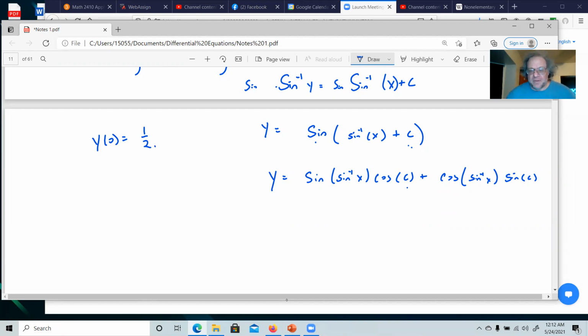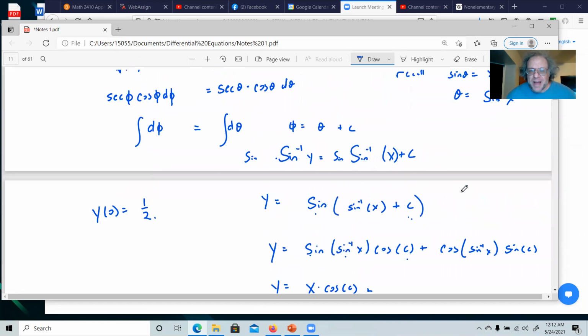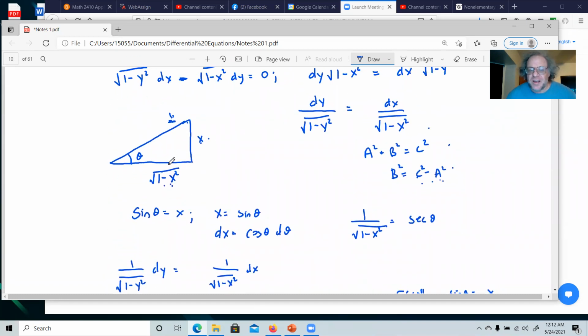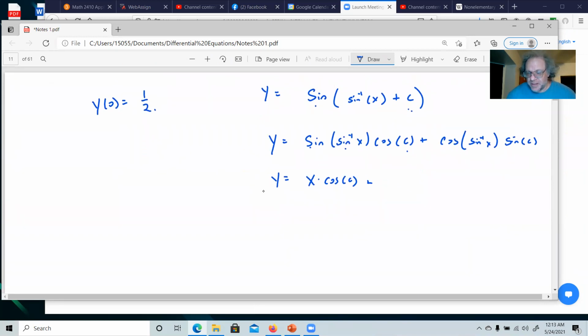Now, the sine of the inverse sine, okay, finally we catch a break. That's just x times cosine c plus. Now I need the cosine of the inverse sine, right? But going all the way back up here, because we can use the same picture, sine of theta was equal to x. So the cosine of this angle is the square root of 1 minus x squared over 1. So this is going to be the square root of 1 minus x squared times the sine of c.